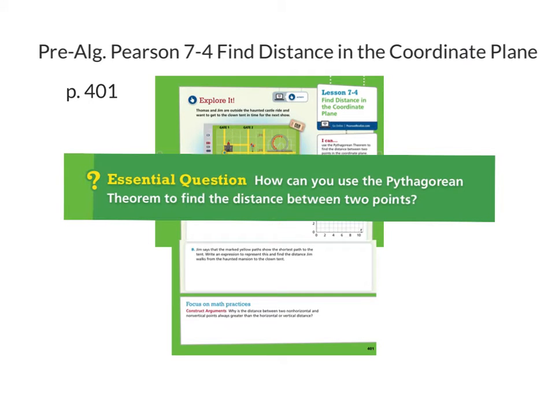Page 401, lesson 7.4 is on finding distance in the coordinate plane. So we're going to be talking about how we can use the Pythagorean theorem to find the distance between 2 points.